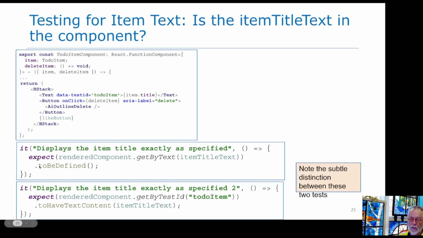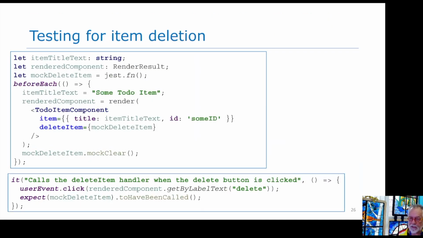Now, there is a different way of doing this. I can expect the rendered component, get by test ID to-do item, to have content item title text. So on the first one, we go find a container that has the item title text, and on this one, we say go find the node that has to-do item, and then see if it has this item title text. Now this one here can break if you do some copy-paste programming, and you end up with two nodes in your front end that have the same text in them. You don't know which one you got. So there is a difference here.